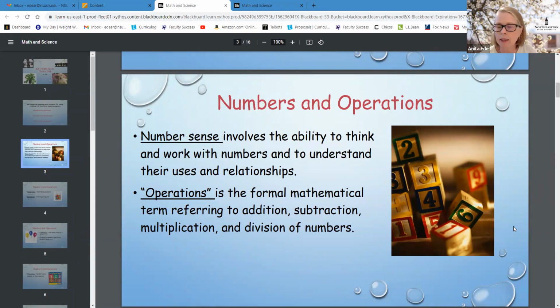The next thing is the operations piece, and that's the formal math term referring to addition, subtraction, multiplication, and division of numbers. Now, obviously, you're not going to be doing that if you're teaching pre-K, but in pre-K, you are going to teach that number sense. By the time you get to kindergarten, you're still working on number sense, but you're also working on other pieces of this.